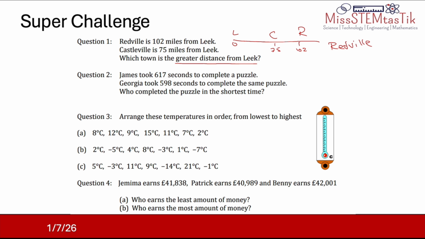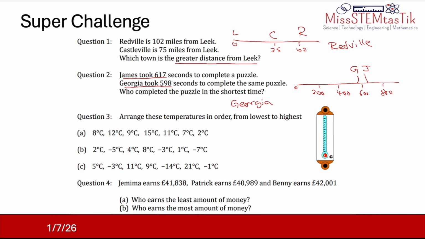Question 2, James took 617 seconds to complete a puzzle. Georgia took 598 seconds to complete the same puzzle. Who completed the puzzle in the shortest time? Again, I'm just going to draw myself a very simple number line. Georgia took 598 seconds, so she's just before 600. James took 617 seconds, so he's just after 600. So clearly you can see that Georgia took the shortest time to complete the puzzle.